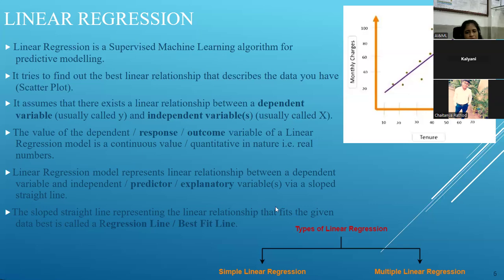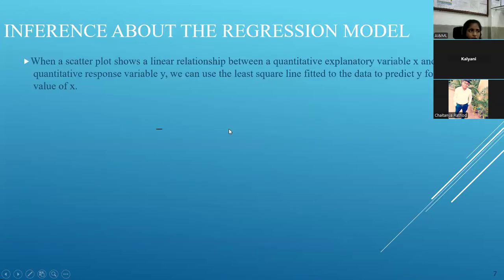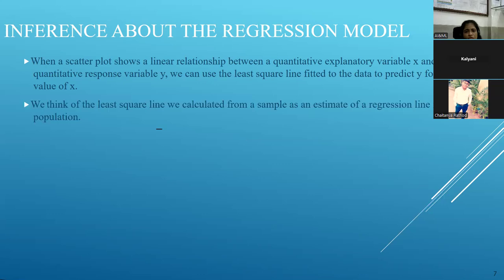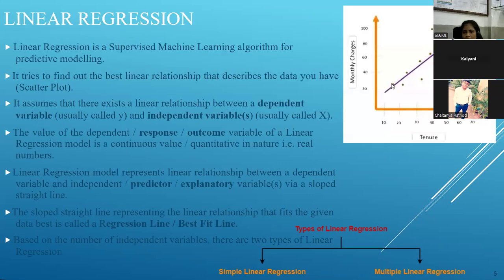So there are two types of linear regression. One is simple linear regression and the other is multiple linear regression. How do we decide simple or multiple? Depending on how many independent variables we have. So when a scatter plot shows a linear relationship between an explanatory variable x and a quantitative response variable y, we use the least squares line fitted. Now why am I saying square? Any idea? I just said that there will be errors here and we have to add these errors. So now why am I saying the errors have to be squared?